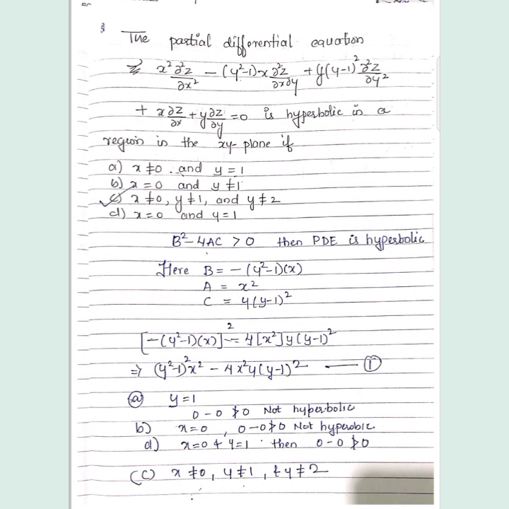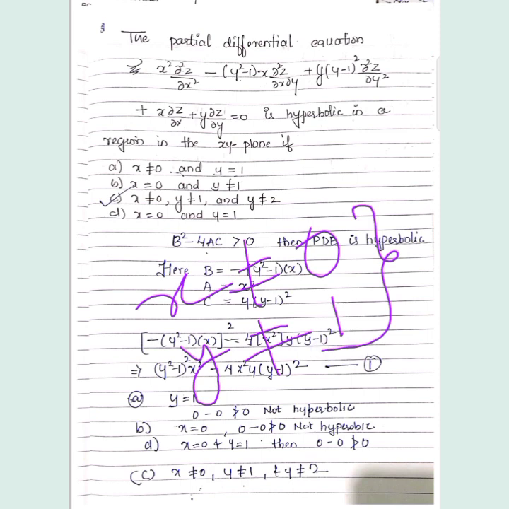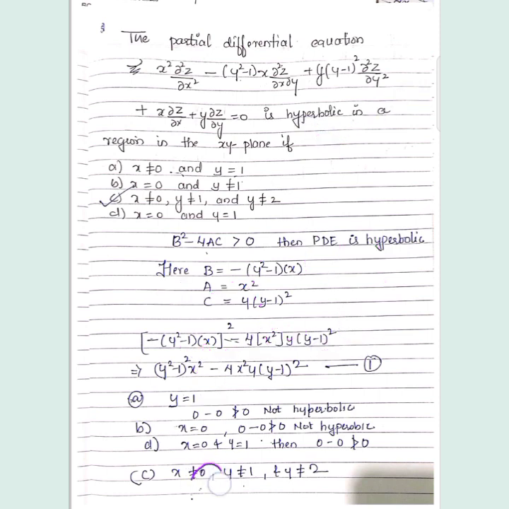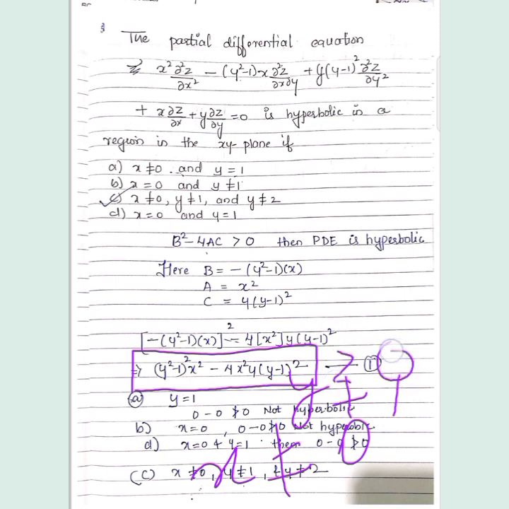Whenever the x value is not equal to 0 and y is also not equal to 1, then the given partial differential equation will become hyperbolic. In that case, the value (y square minus 1) whole square x square minus 4x square y into (y minus 1) square becomes greater than 0. That's why it is going to be hyperbolic.